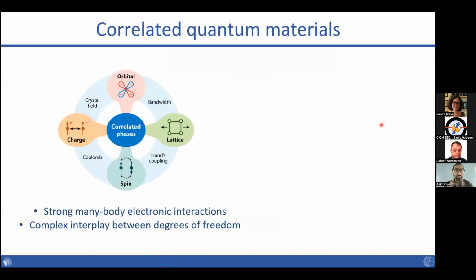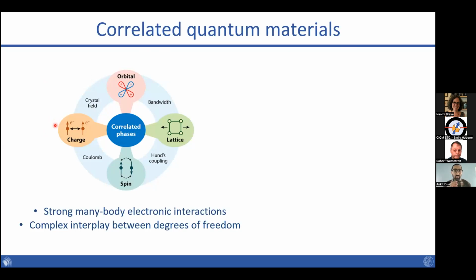So let me start by explaining why the crystal lattice is so important and powerful as a way to engineer functional properties. And to do that, I have to introduce the materials that we're studying. Of course, we're interested in quantum materials, as I would say most people are these days, but more specifically, what I'm going to talk about are what I'm calling here correlated quantum materials.